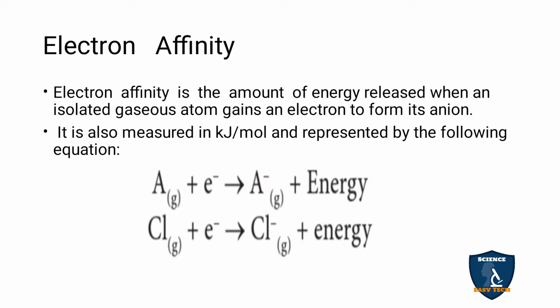Electron affinity is the amount of energy released when an isolated gaseous atom gains an electron to form its anion. So, electron affinity means how much energy is released when an atom gains an electron. Why does the atom gain the electron? To form the anion. So, electron affinity means how much energy is released during the gain of electrons in the gaseous atom to form an anion.